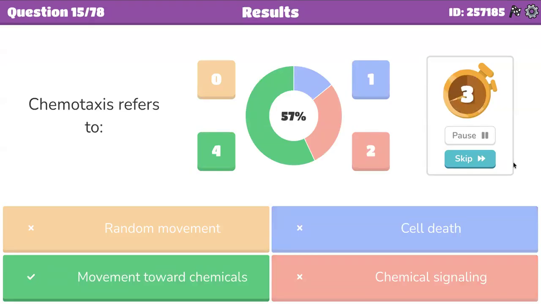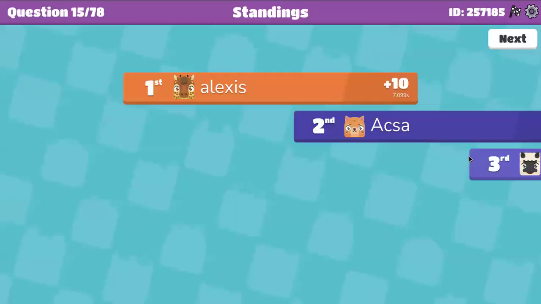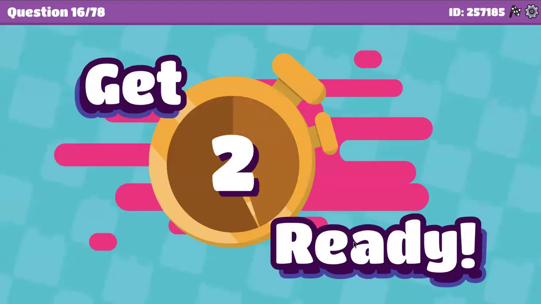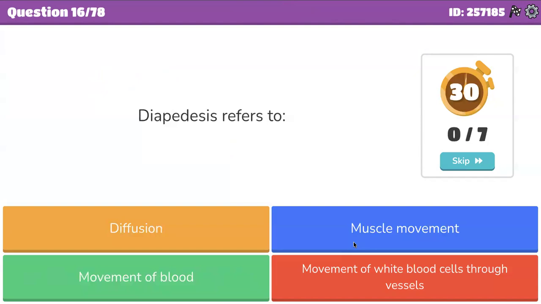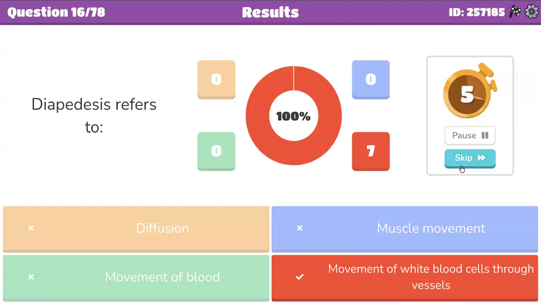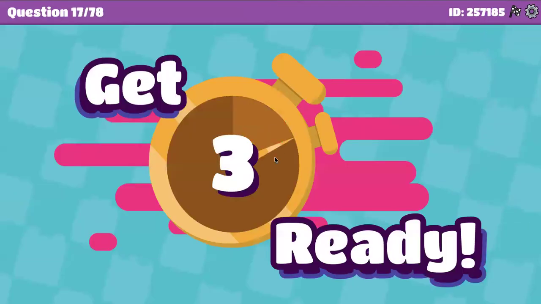So chemo, chemicals, taxis. Taxi reminds me of a taxi car. They're always in movement. Diapedesis refers to what? Diffusion, movement of blood, muscle movement, or movement of white blood cells through vessels. Yep, the movement of white blood cells through the vessels to the site of infection.